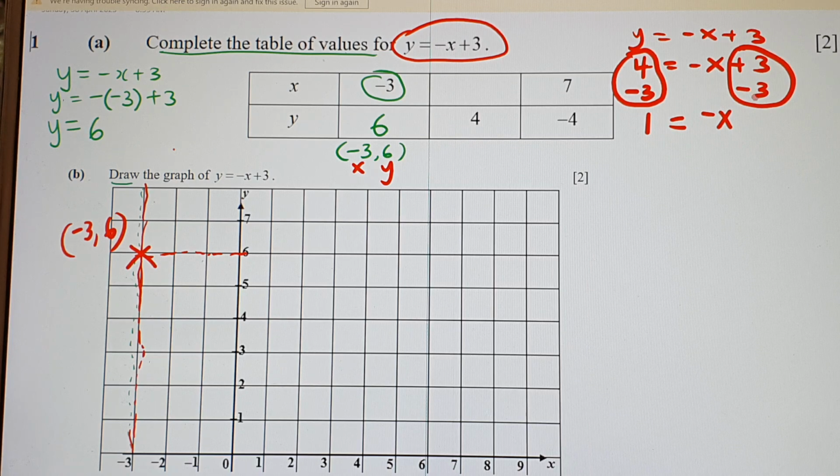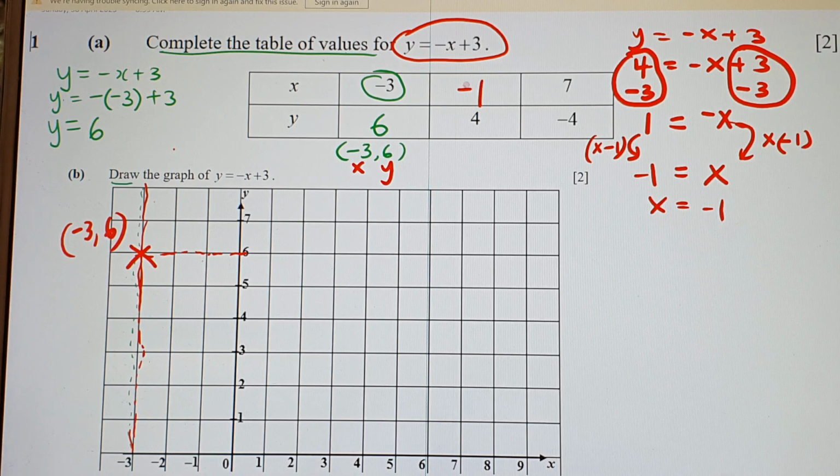Then 3 minus 3 is 0, so no more here. Okay, and I want to find x. I don't want minus x. So what do I do? Do you remember minus times minus is plus? Yeah, minus times minus is plus. So I times minus 1. I will get x equals minus 1. Yeah, so my x value is minus 1.